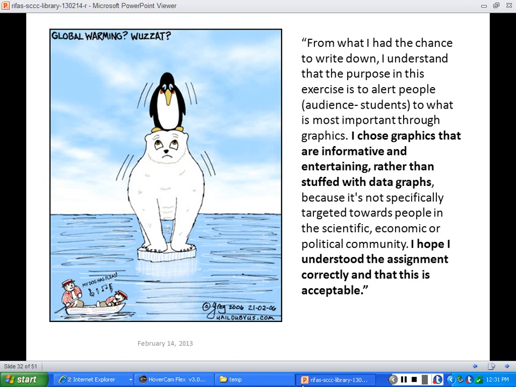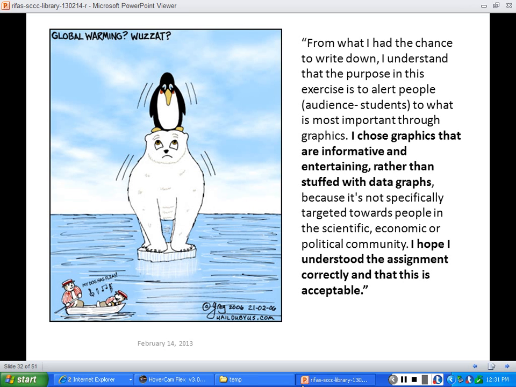I chose graphics that are informative and entertaining rather than stuffed with data graphs, because it's not specifically targeted towards people in the scientific, economic, or political community. I hope I understood the assignment correctly and this is acceptable. Well, the way that the assignment works is I do a lot of credit, no credit assignments. If you submitted a graphic, you got credit.